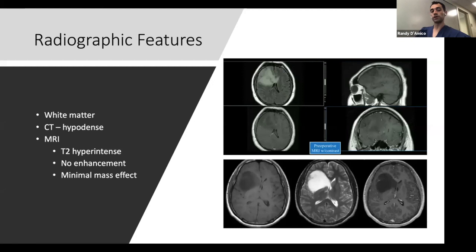Based on this image, we have to make a decision. The decision is, do we watch this lesion because it's slow growing? Do we take it out? Do we treat it presumptively, and we don't have a diagnosis? Again, an MRI is not enough to make a diagnosis. So it becomes a tough decision.